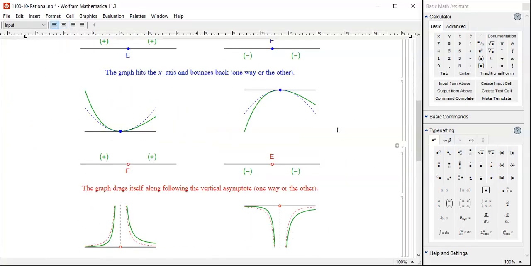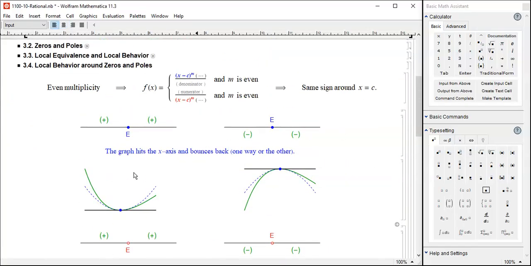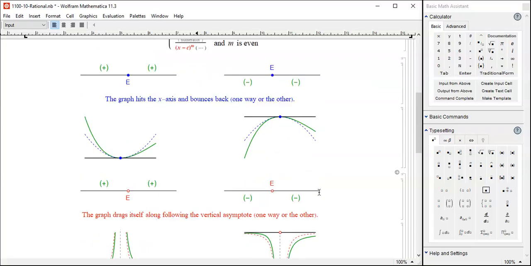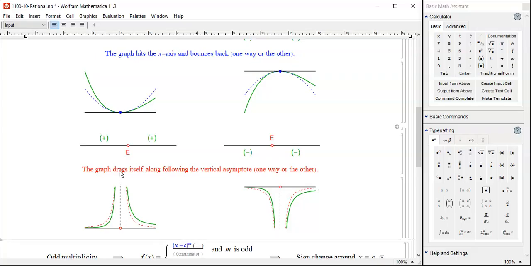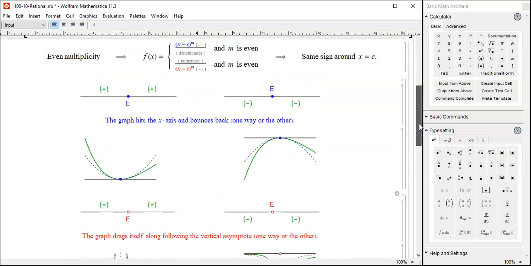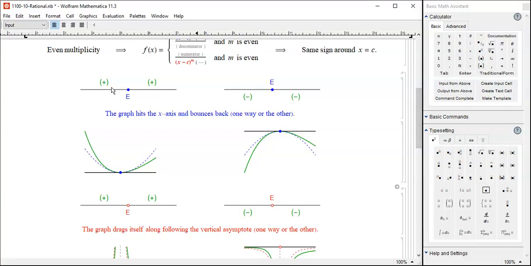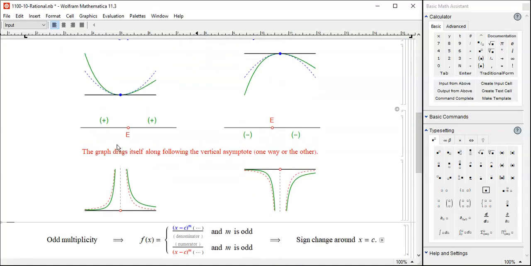Here's an example. Hitting 0 and bouncing back. Hitting 0 and bouncing back, either positive or negative. You have no sign change. The same as polynomial function. As for poles, we have drag, either positive or negative. In any case, no sign change. Sign stays as positive around the pole. Sign stays as negative around the pole. So the diagram: no sign change, keeps the same sign. Again, the diagram here.